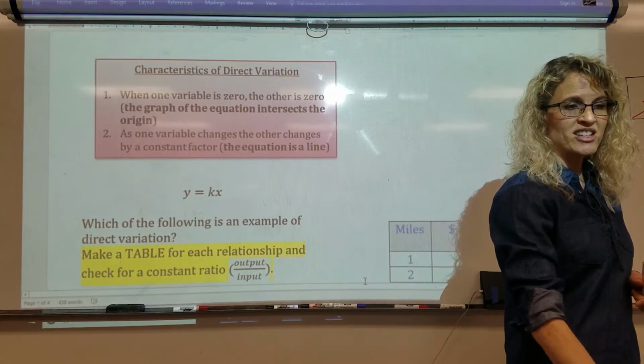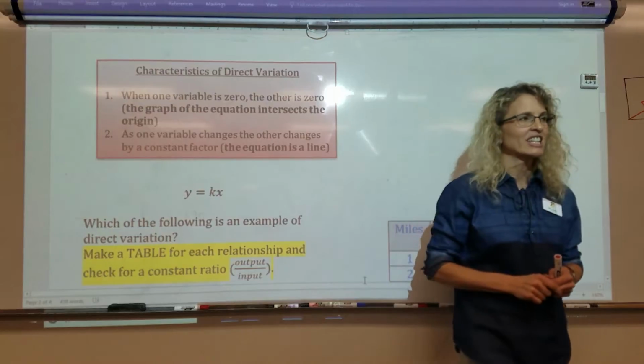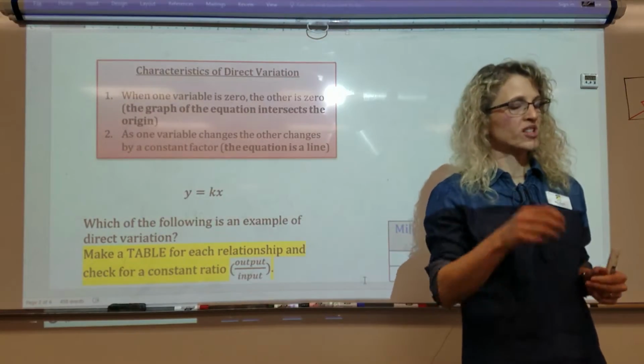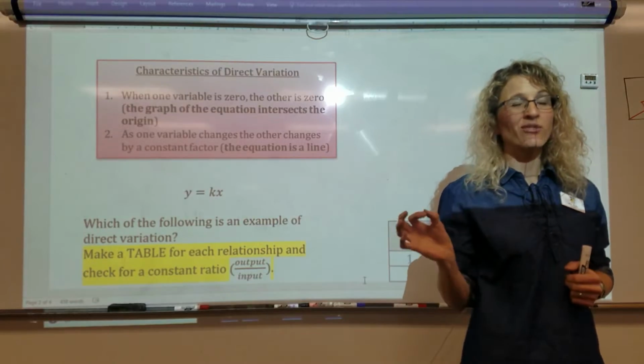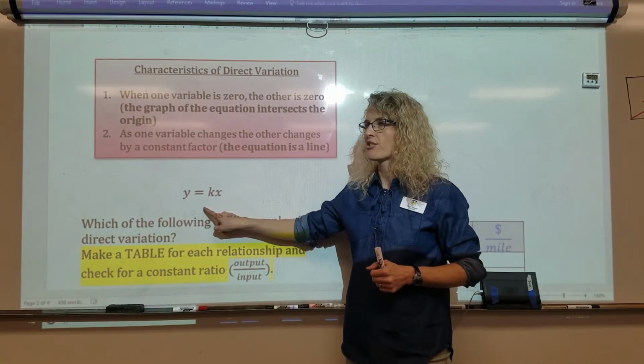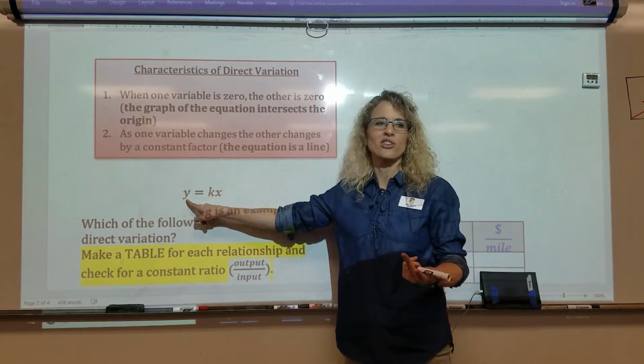What are the characteristics? Direct variation is linear. What is it? Linear, and it'll go through the origin. What does it go through? The origin. In other words, if one variable is 0, the other variable has to be 0. You can see why, right? Because anything times 0 is going to be 0.